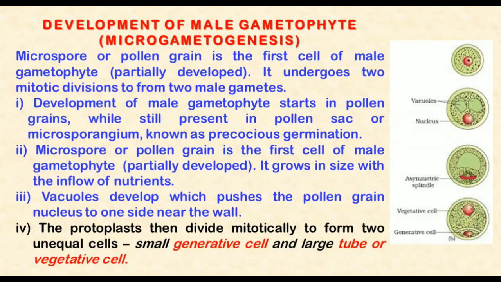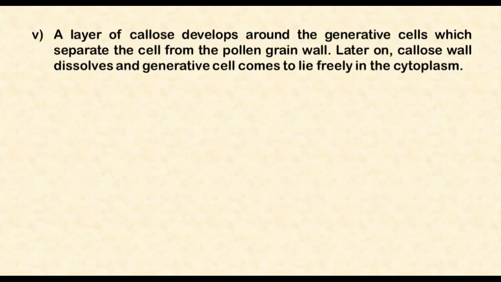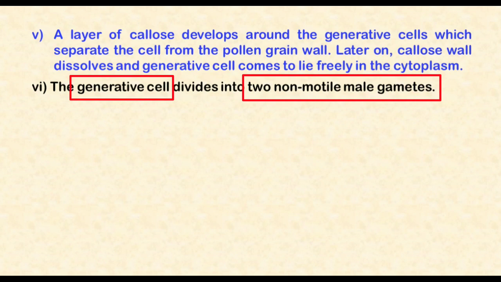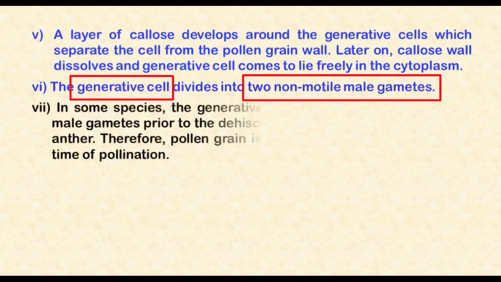This nucleus divides mitotically to form a larger tube or vegetative cell and a smaller generative cell. A layer of callus develops around the generative cell which separates the cell from the pollen grain wall, and the callus wall dissolves and the generative cell comes to lie freely in the cytoplasm. Later on, the generative cell divides into 2 non-motile male gametes.